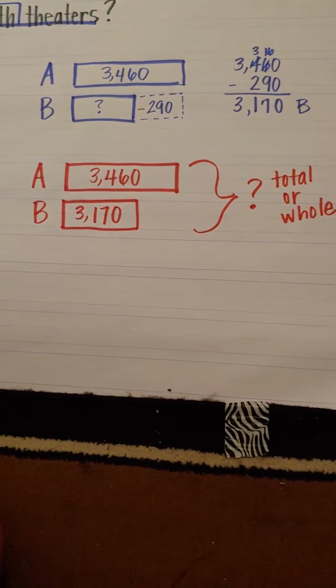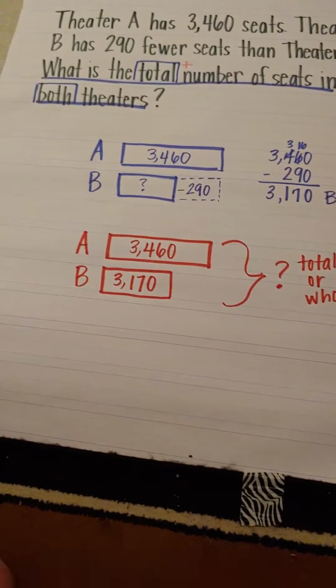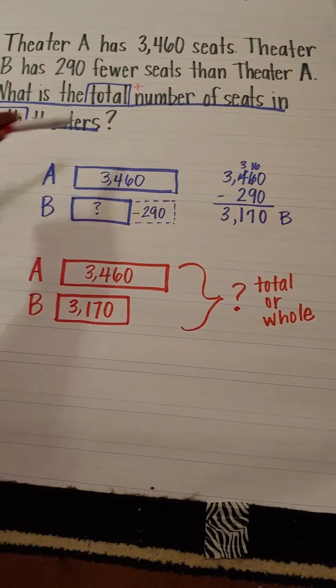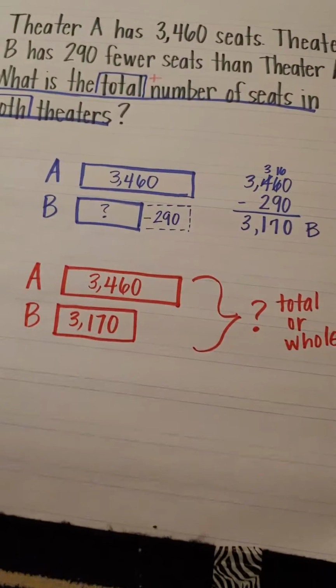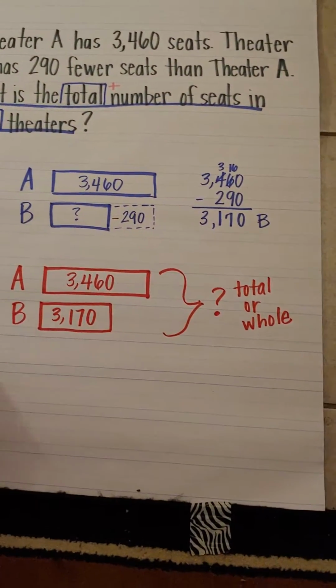Okay? So now we can figure out the total or whole. So the total number of seats in both theaters, which means that we're going to put these two numbers together. We're going to add them. And we have our little plus sign right there also to help us remember. So I'm going to go ahead and add both of these numbers together.